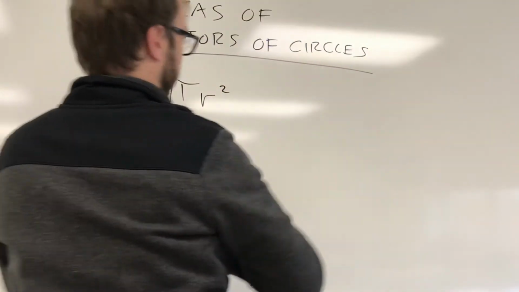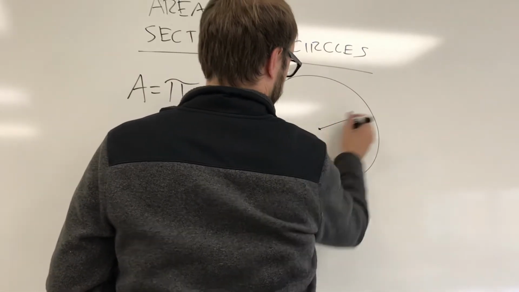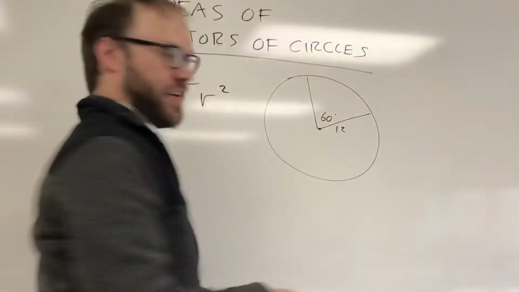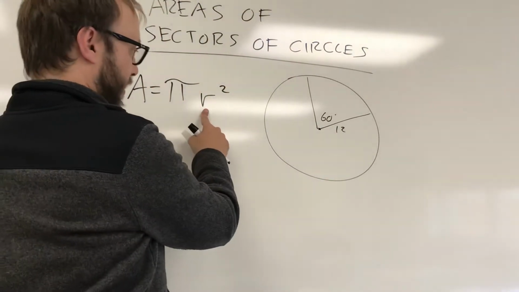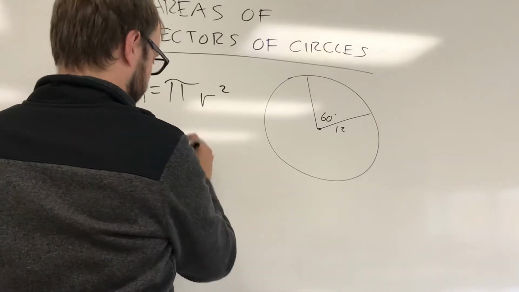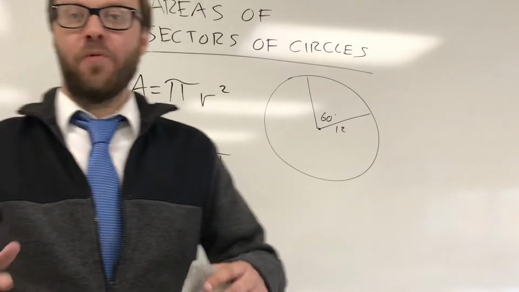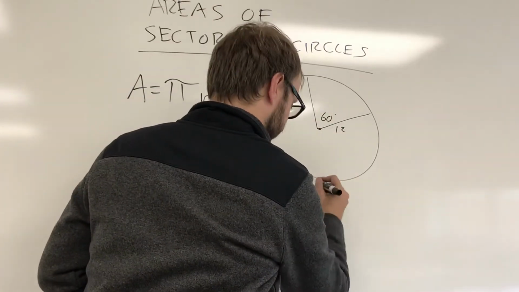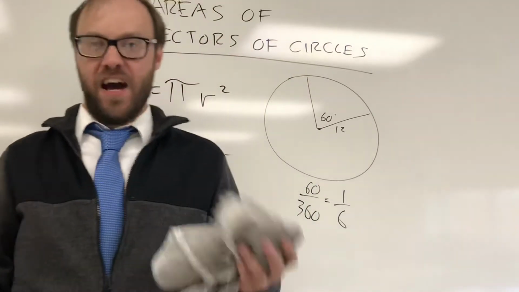Okay, so let's say that I have a circle with a radius of 12, and I have a 60-degree sector, and I want to find the area of that, okay? So 12 squared is 144 times pi, 144 pi. Okay, I want to figure out what fractional part of the circle this is. Well, it's 60 degrees out of a total of 360 degrees. That is 1/6 of the circle.